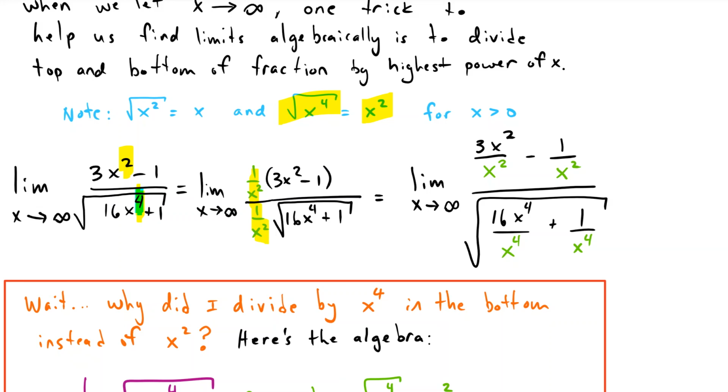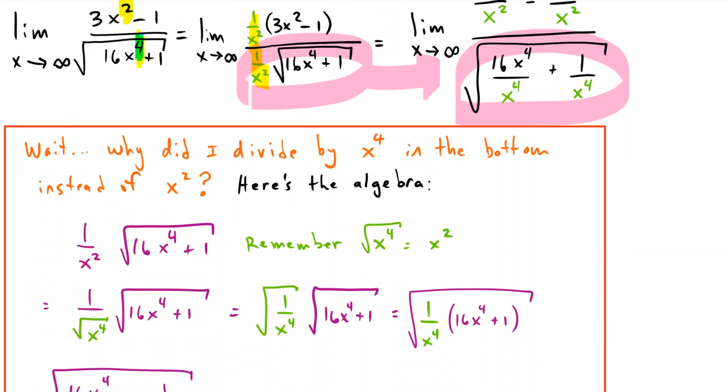We can see that we have x squared in the bottom here, and here we have x to the fourth. Now, if you're wondering how we got from this spot to this spot, we'll talk about that right now.